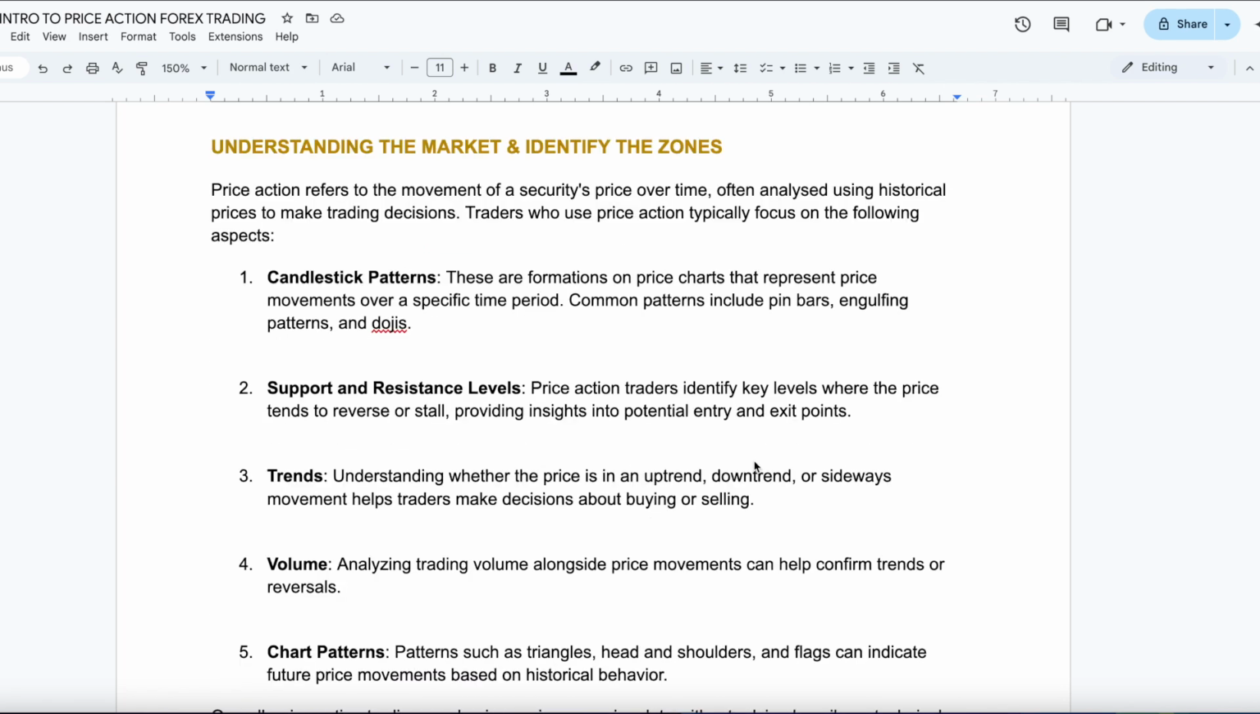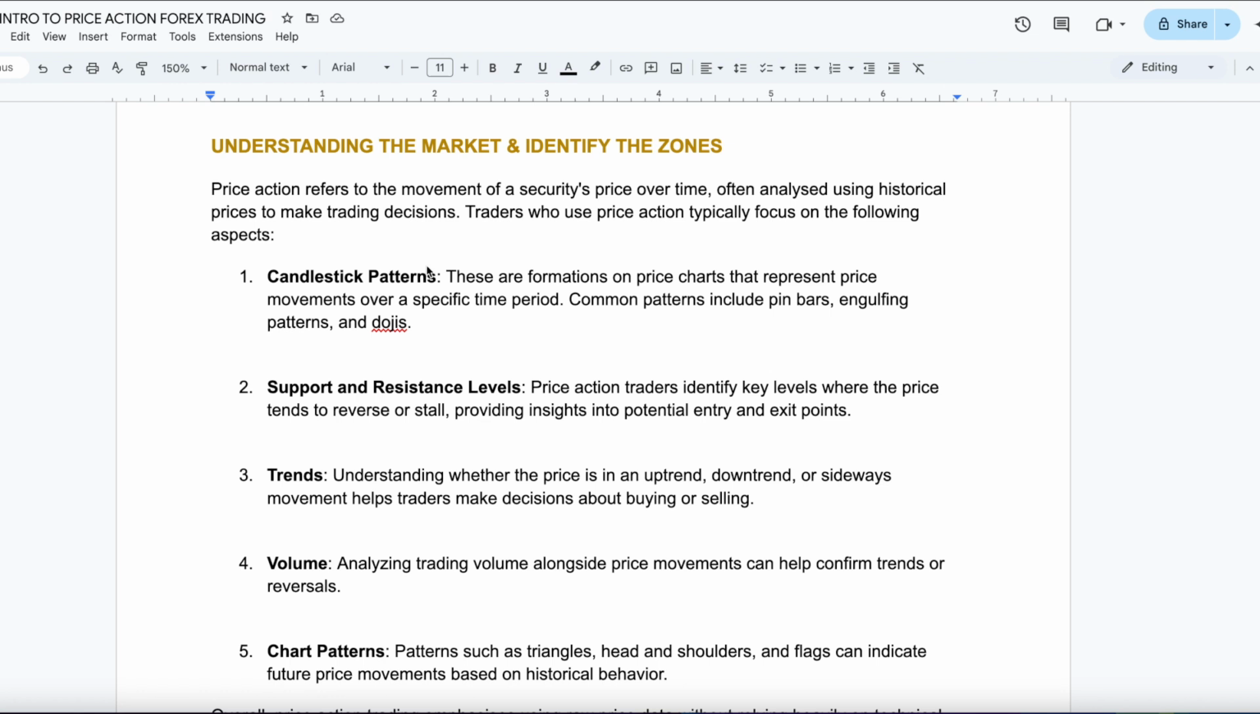We are going to understand the market and identify the zones. Price action refers to the movement of a security's price over time. So when the price of a pair or a commodity or a crypto is moving over time, then in the charts we term that as price action, right? And it's often analyzed using historical prices to make trading decisions. So you analyze the data on the pair or the charts, then you can use that history to make your trading decisions. So traders who use price action typically focus on the following aspects.